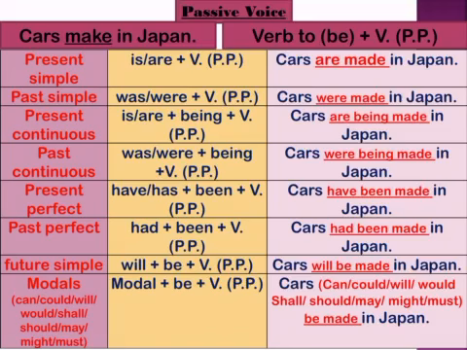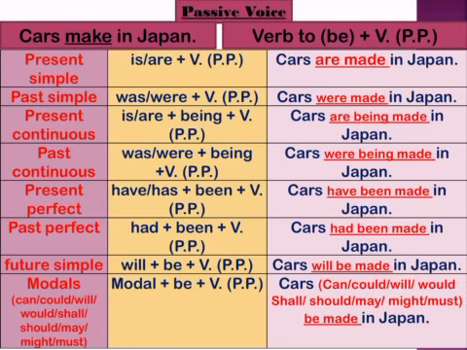If the sentence is in the simple present, we use is or are plus the verb in the past participle. So it will be cars are made. But if the sentence is in the simple past, we use was or were plus the verb in the past participle, so it will be were made. If the sentence is in the present continuous, we use is being or are being plus the verb in the past participle. So according to this example, it will be are being made.